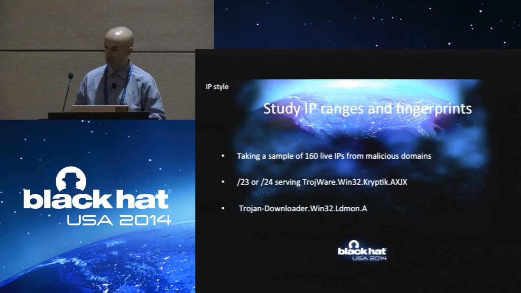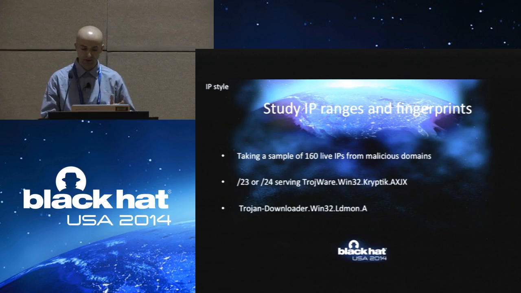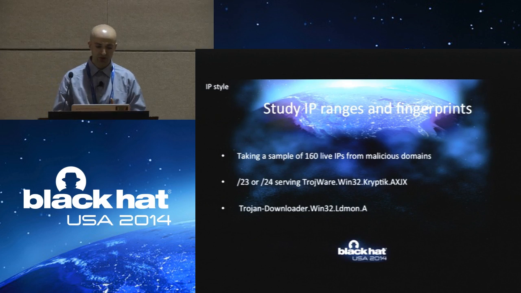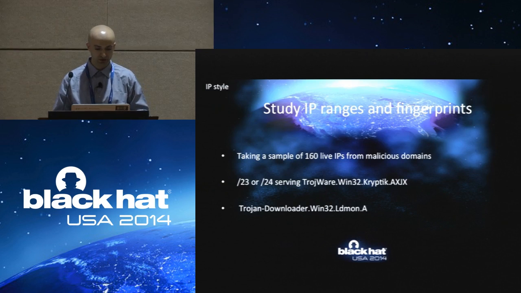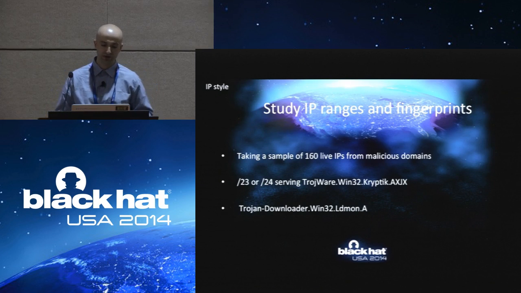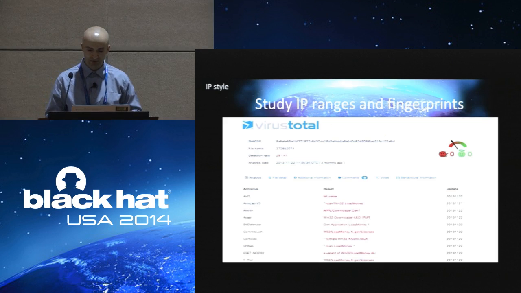For this use case, we're looking at a stream of domains hosted on a large number of IPs, and they were delivering the Trojan downloader you see on the third bullet. These domains were living on IPs in entire /23s and /24s, contiguous IPs. This is how it's described, detected by some of the AV vendors.